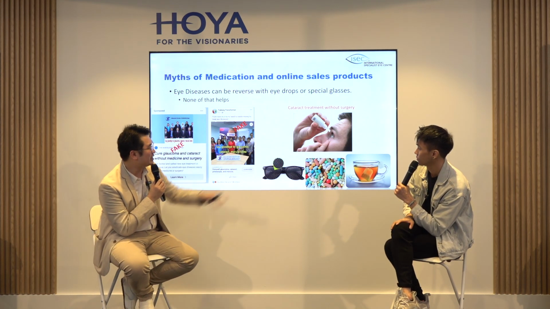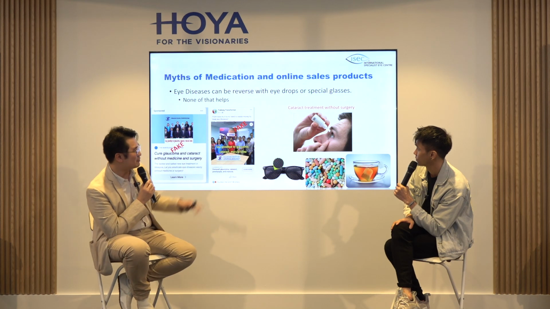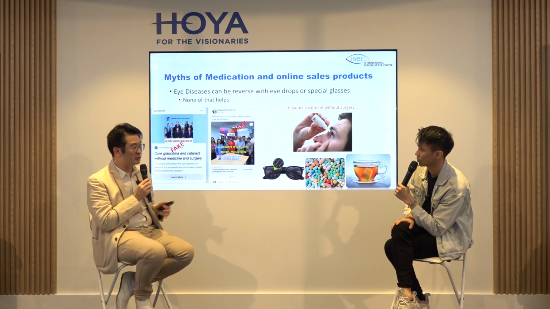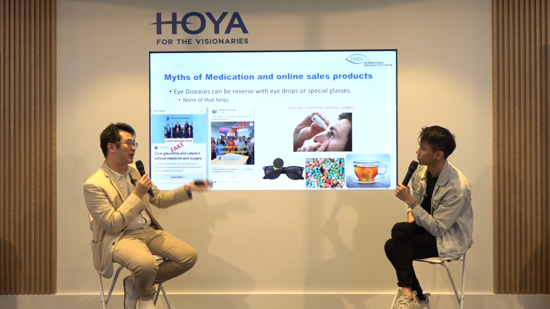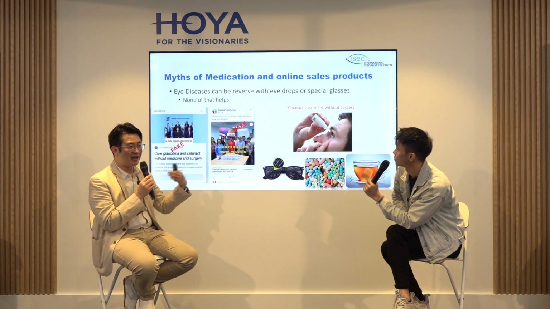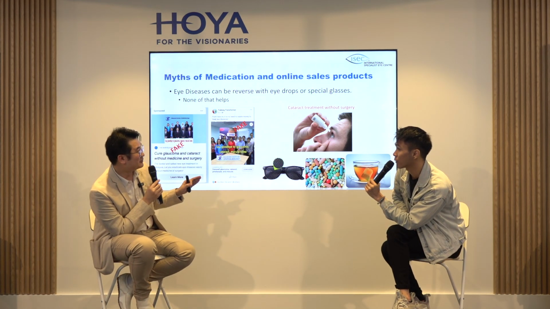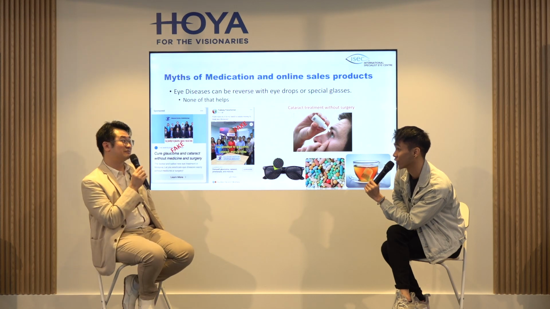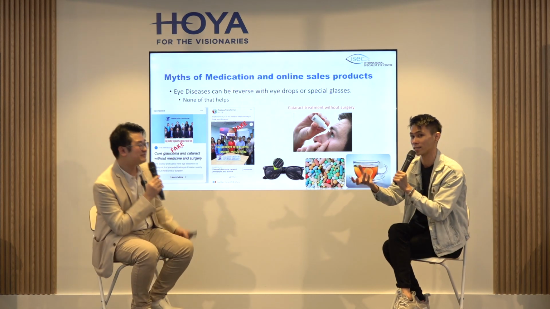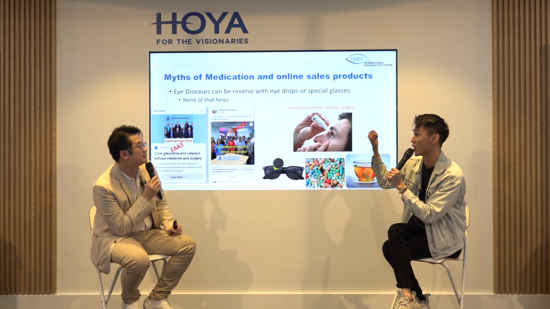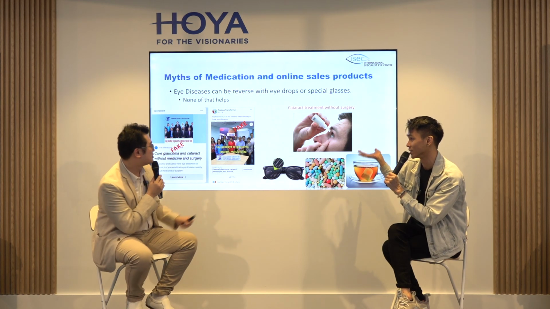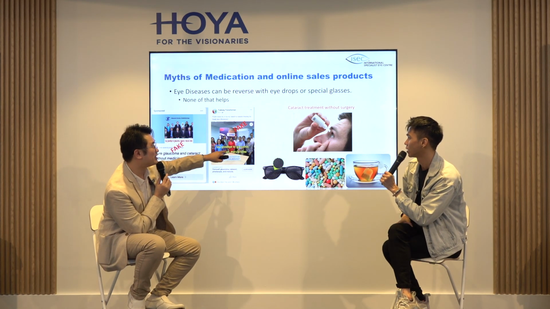Like some tea, some medication, or some special spectacles that can help you with your, I don't know, cataract or your age-related macular degeneration, whatever. These are all fake. But to be honest, I've been seeing some of these, especially on Facebook. They have products telling people they can cure glaucoma and all the diseases.